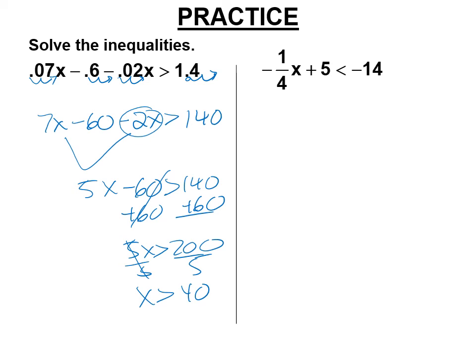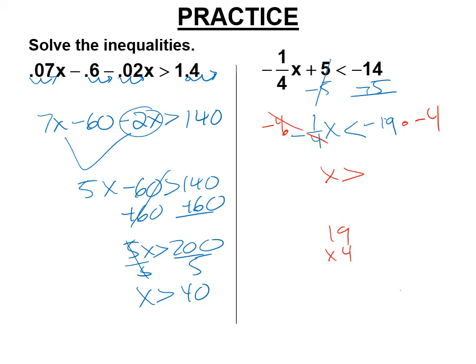So here I'm not going to clear this fraction because it's just a fraction coefficient. I'm going to subtract 5 from both sides. And I have -1/4 x is less than -14 minus 5, -19, yes? Okay, now I'm going to have to multiply both sides by -4 to cancel. I'm multiplying by a negative. That means I'm flipping the symbol. So it's x is greater than, I have to do 19 times 4. 4 times 9 is 36. And so x is greater than 76 to make that true. Two negatives make a positive.